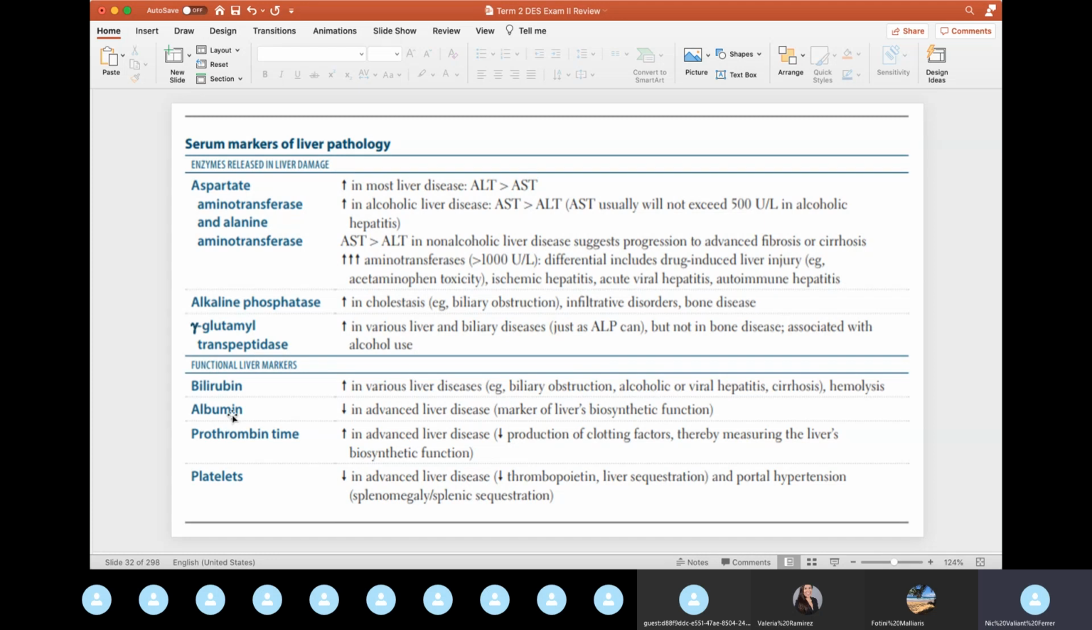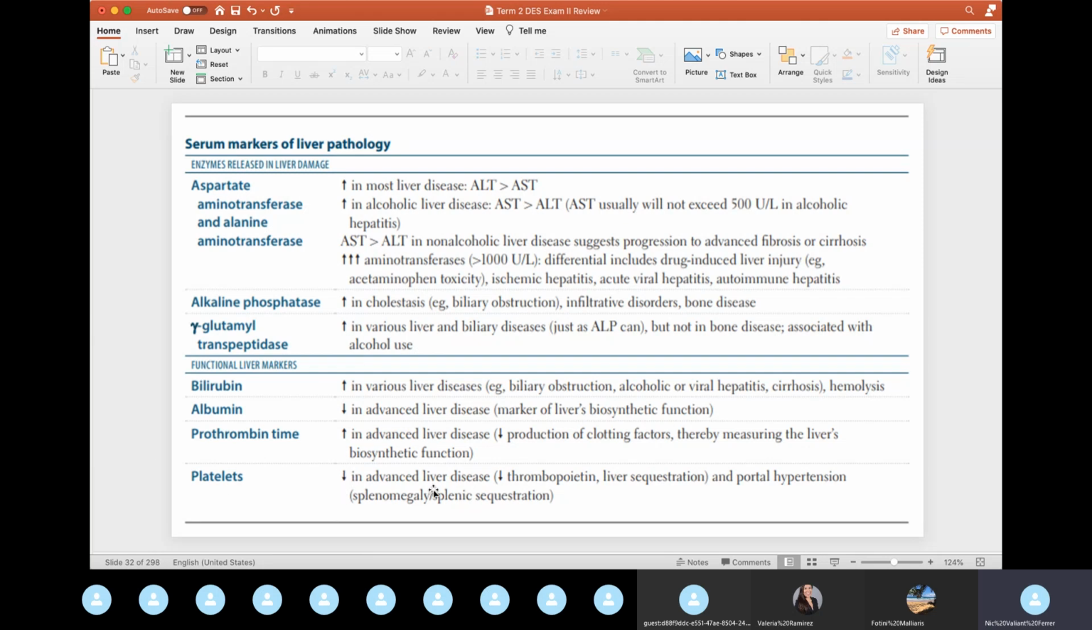PT-INR, what pathway? Extrinsic or intrinsic pathway of the coagulation cascade? PT-INR, extrinsic. Careful. Extrinsic pathway. Remember the extrinsic pathway, the factor 7, right? Your warfarin, right? PT-INR. Don't forget that the intrinsic pathway is your aPTT, your activated partial thromboplastin time. Okay, so PT is increased in advanced liver disease. So you have a decreased production of your clotting factors, thereby measuring the liver's biosynthetic function.